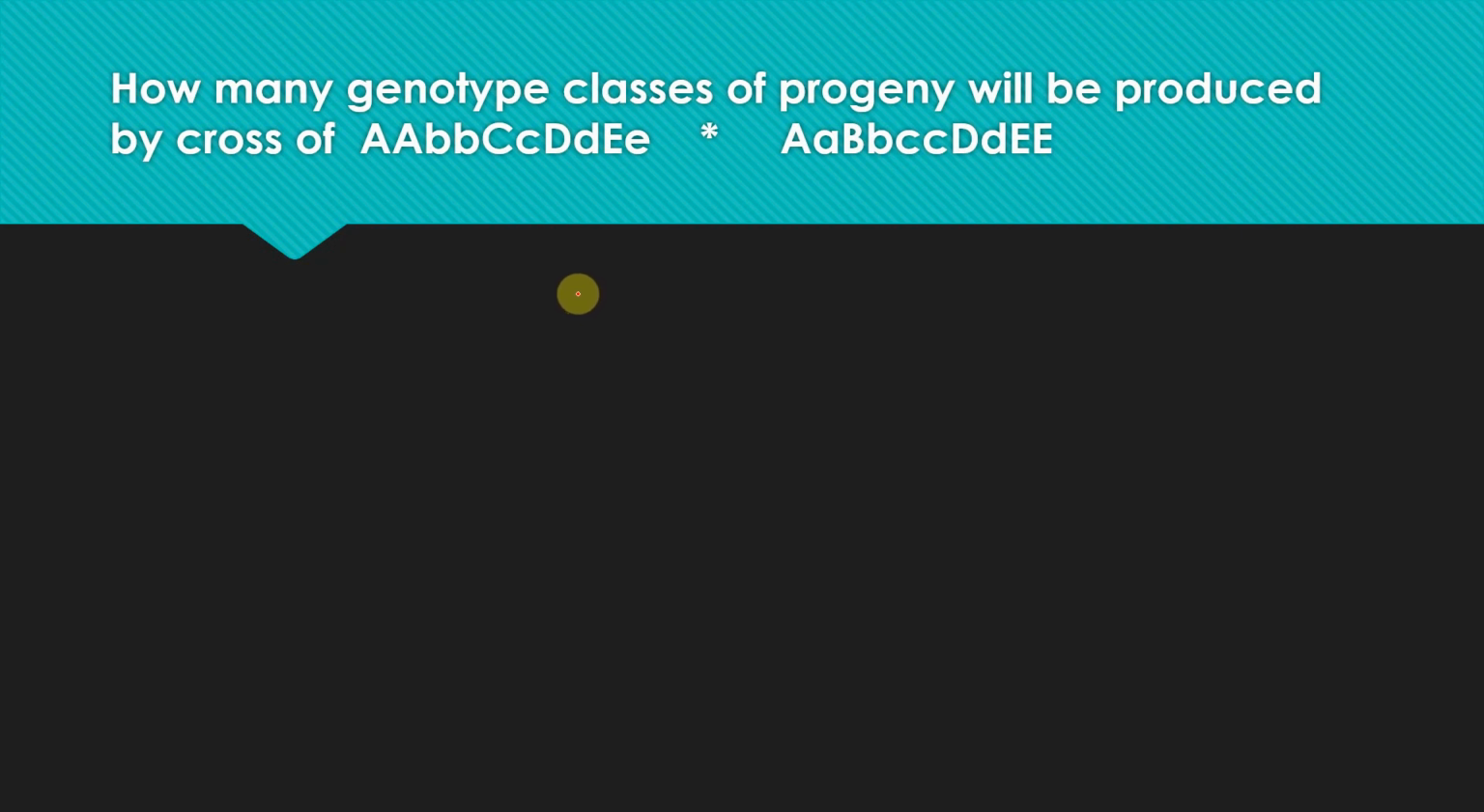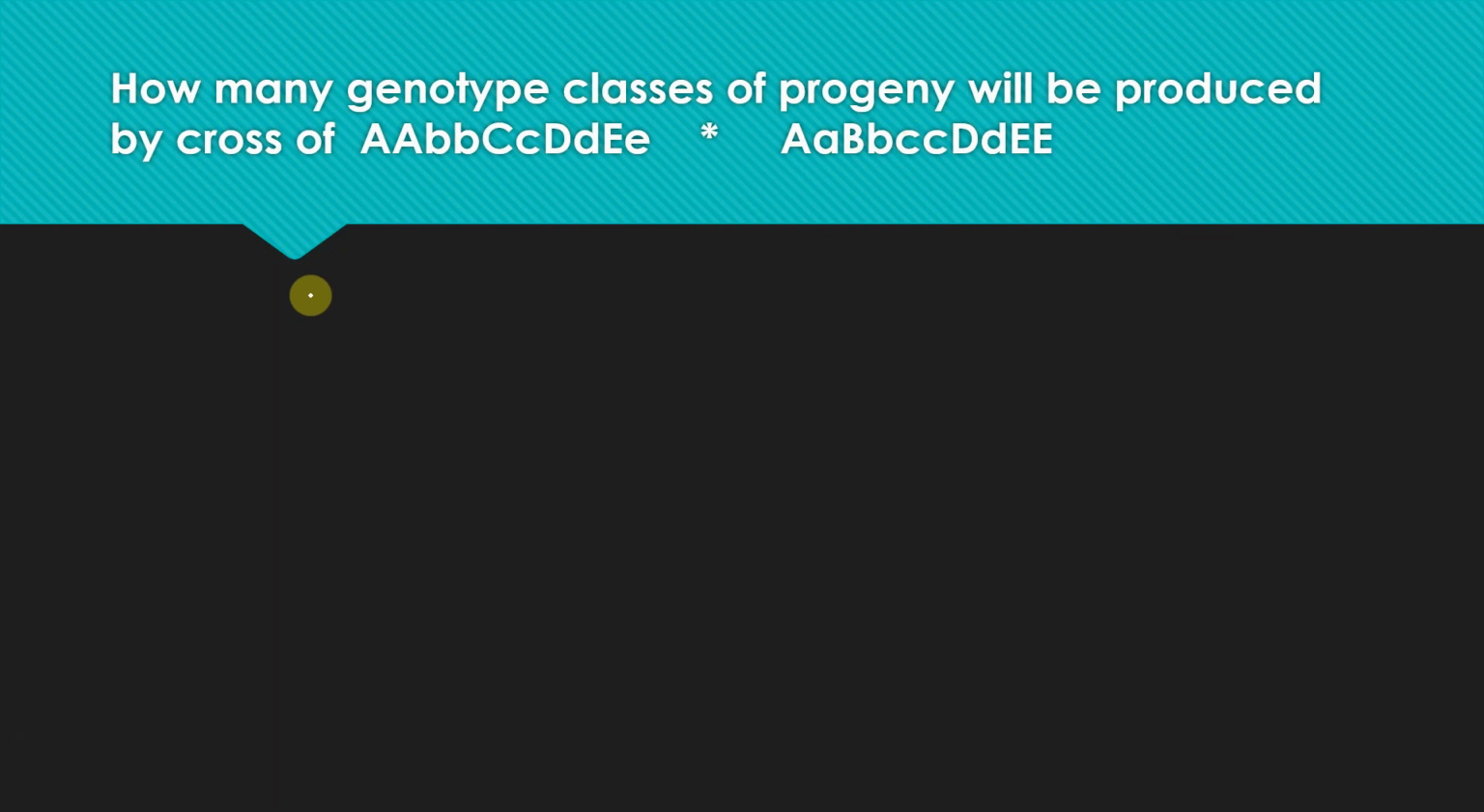And today we are going to talk about this particular question, which says: how many genotype classes of progeny will be produced by the cross of these particular two parents with these particular genotypes? So we need to find out the number of progeny with different classes of genotype which can be produced from these two parents. So what is the trick of finding that out?